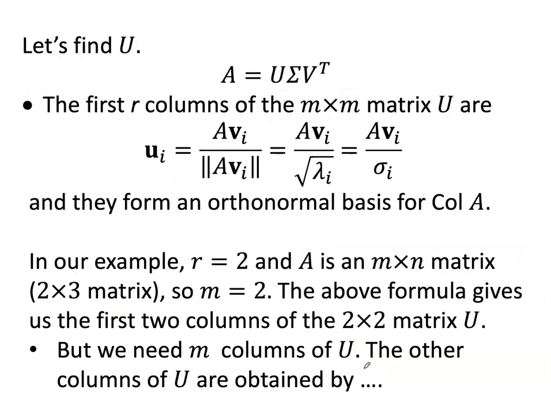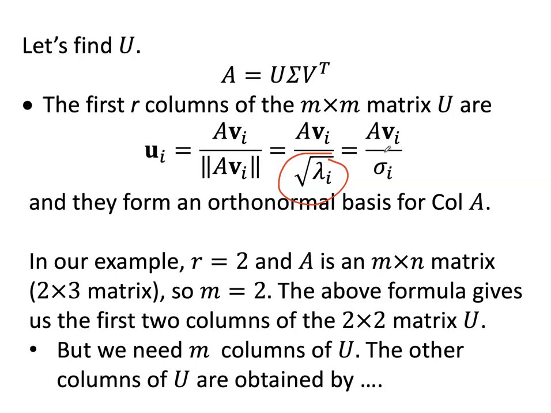Okay, let's find U. The first r columns of the m by n matrix U are ui equals Avi over the length of Avi. That is Avi over the square root of lambda i. We saw that the square root of lambda i is the length of Avi. Or in other words, Avi over sigma i, and they form an orthonormal basis for the column space of A.